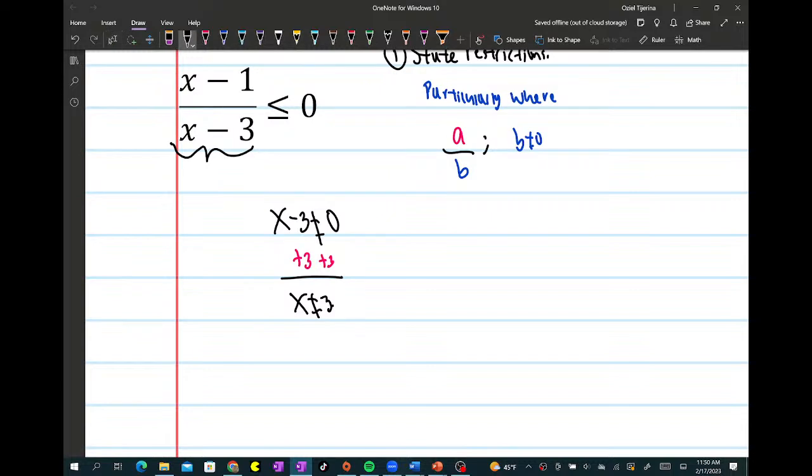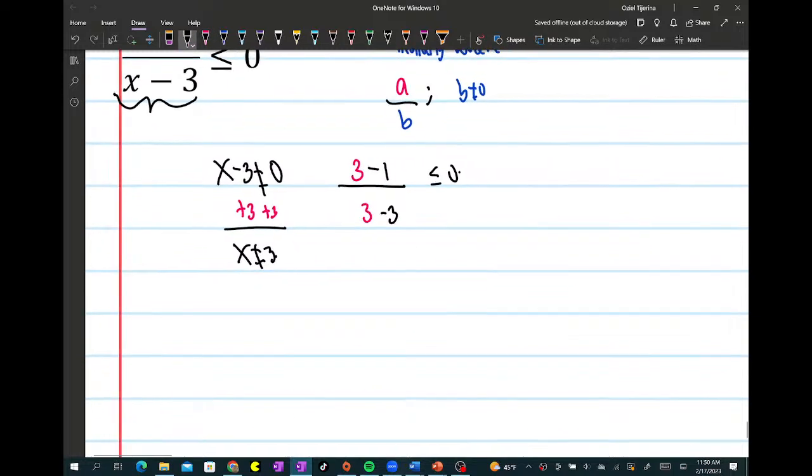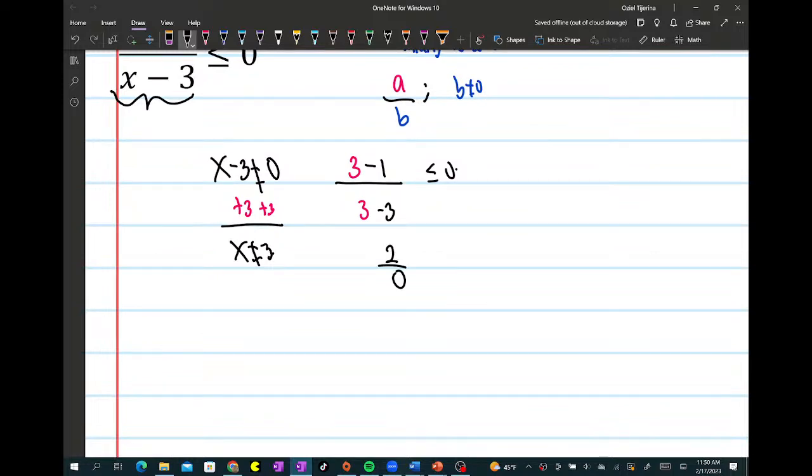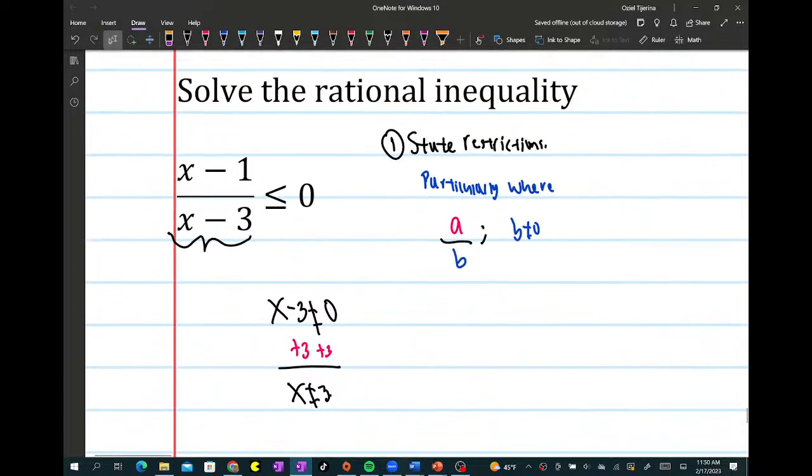If I literally put 3 as a value for this, I end up with 3 minus 1 over 3 minus 3, and then less than or equal to 0. This becomes 2 over 0, which is undefined, so I know for a fact that 3 will not be included in the interval. Excuse me. So that is kind of the first thing that you're going to do here.